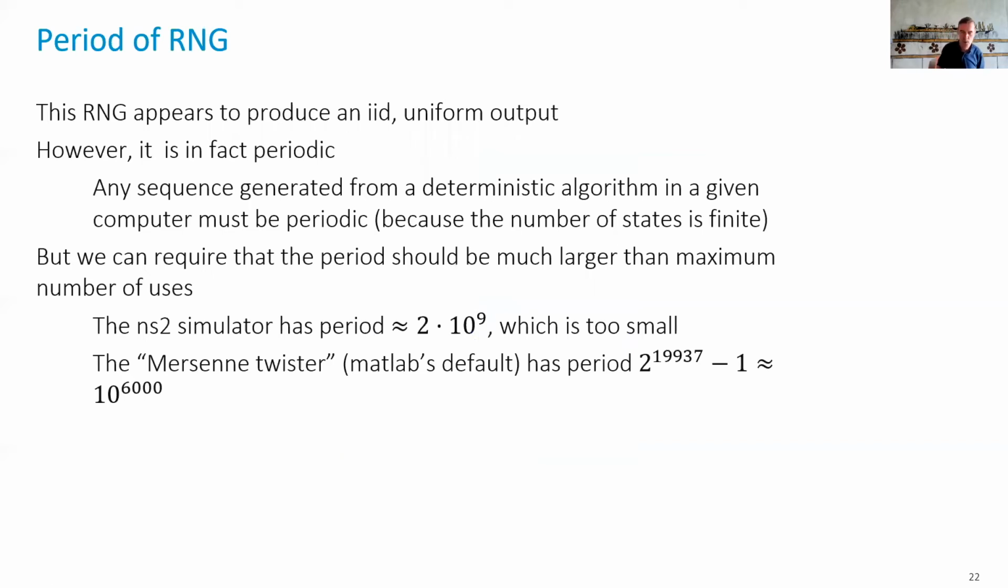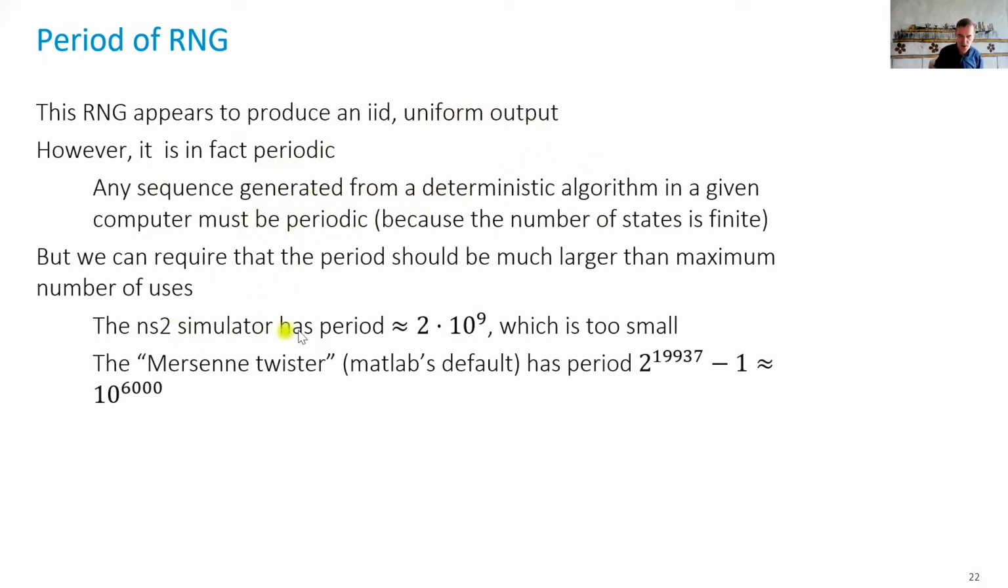However, of course, everything we do here is a bit cheating, so we need to be careful about one thing in particular, that's the period. This random number generator appears to produce IID uniform output, but in fact it is a sequence. Now, this sequence is in a finite state space. Since the sequence is purely deterministic, once we reach the same value, we will reproduce exactly the same sample. In other words, it is periodic.